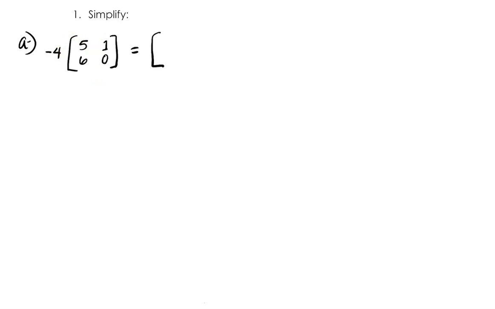So -4 times 5 is -20. -4 times 6 is -24. -4 times 1 is -4. And -4 times 0 is 0. And with this, we have completed part A.